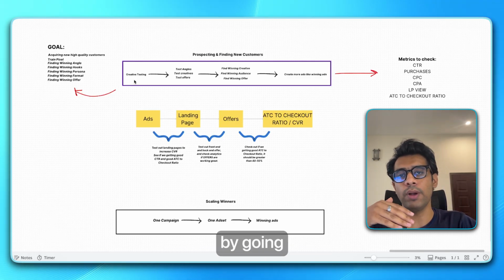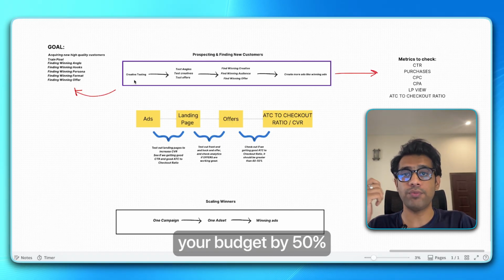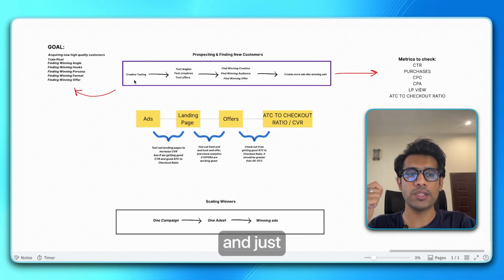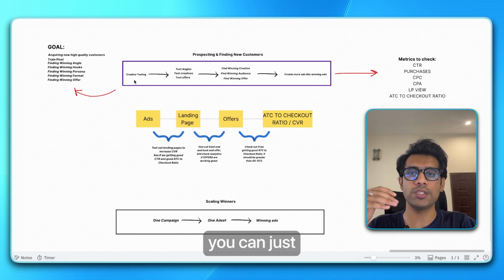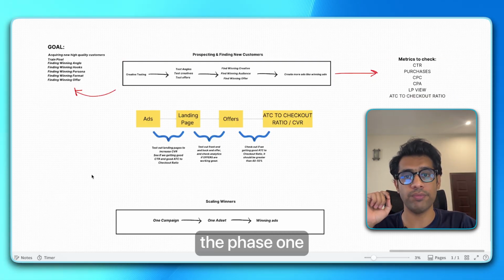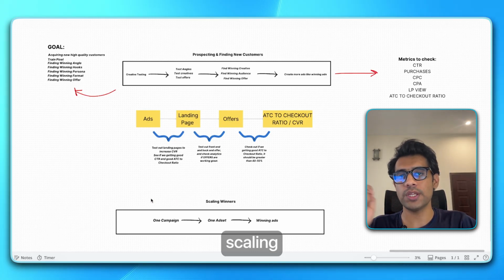And also, going into the scaling phase doesn't mean that you just increase your budget by 50 or 60 or 70%. You only scale your budget by 20% and wait to see if your ROAS is stable. Once your ROAS is stable, you can increase it by 20% every single day, right? But my main focus is on phase one, which is really important. If your phase one is not good enough, you will not be scaling your winners.